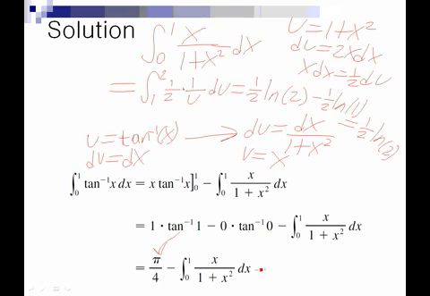So in this case, we had to use both methods. So we get pi over 4 minus 1/2 natural logarithm of 2.